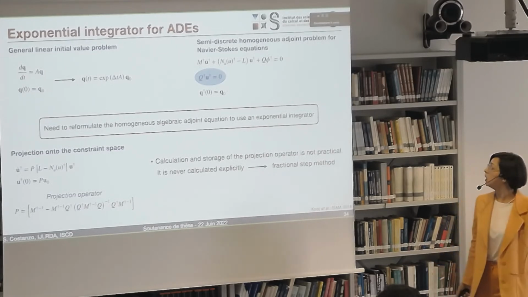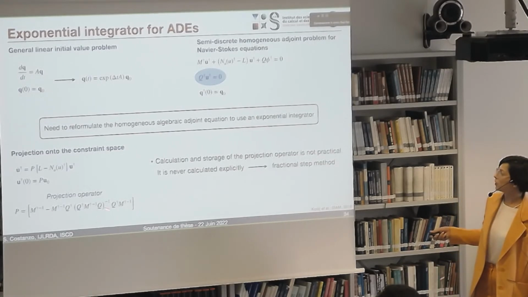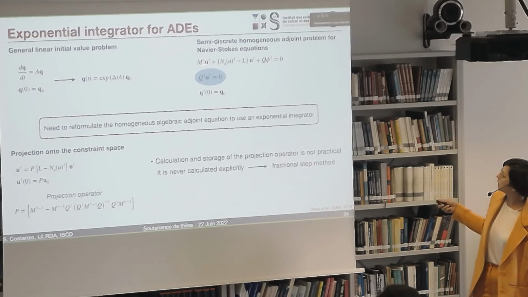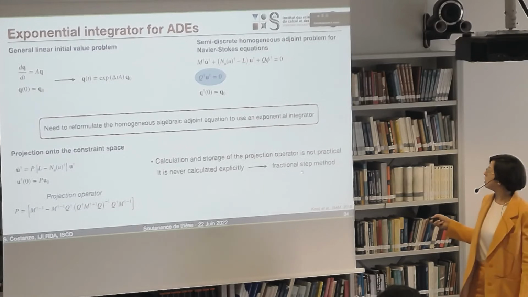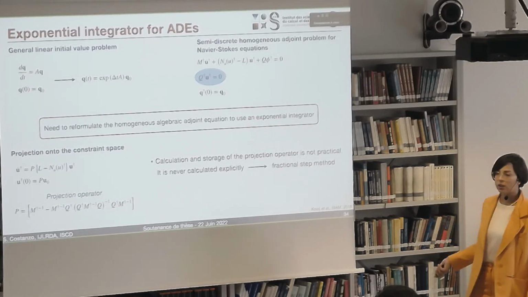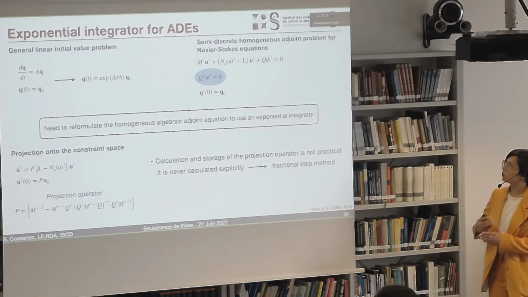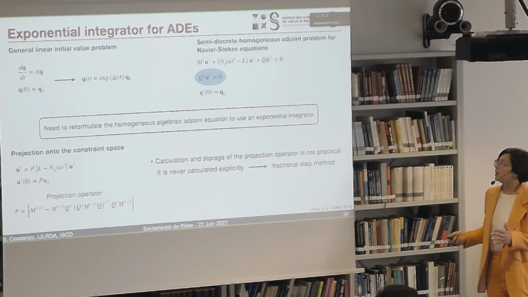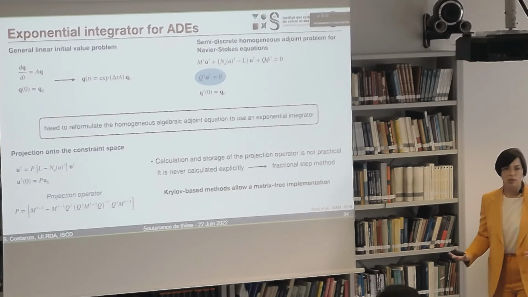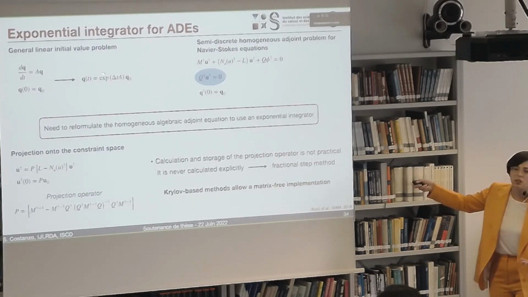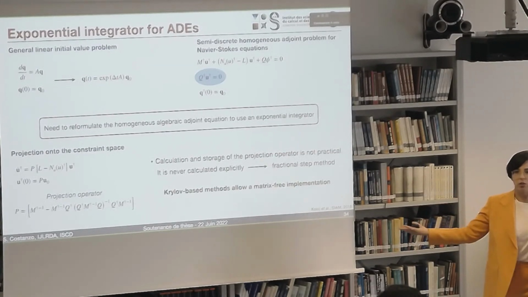Too much memory. So first of all, we do the projection of the momentum equation in divergence-free space. We do it using a fractional step method, and then we apply the exponential integrator, and we use Krylov-based methods because in this way we don't have to compute this exponential matrix explicitly. We project everything on the Krylov subspace.